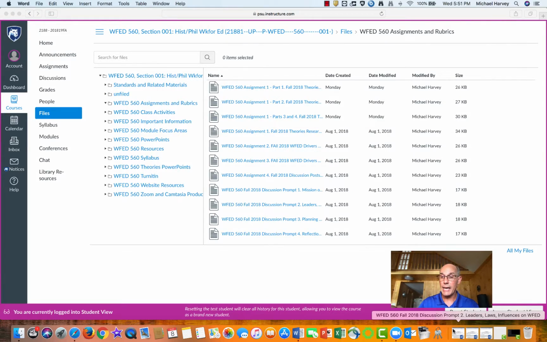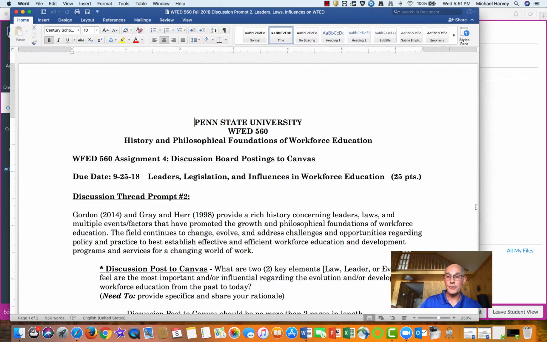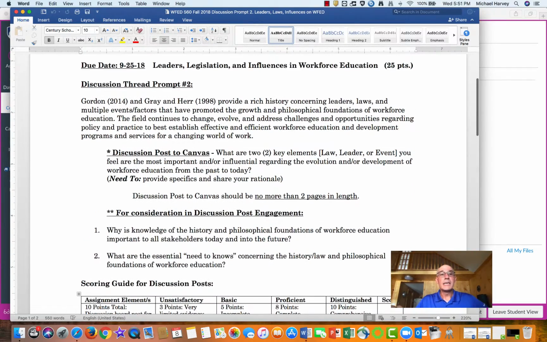Questions we'll take a look at and I'll answer as we move forward in the class and also in the first class session. This is the second one, which again takes a look at leaders, legislation, and influences and events that basically have shaped workforce education. What I'm asking you to do here is identify two key elements, a law, a leader, or an event that you feel is most important, most significant in the evolution and development of workforce education from past to today.